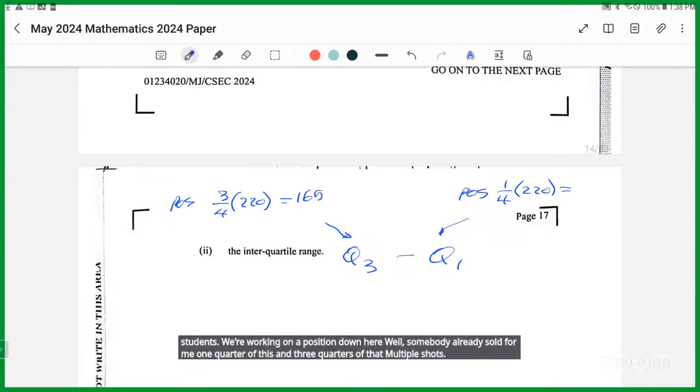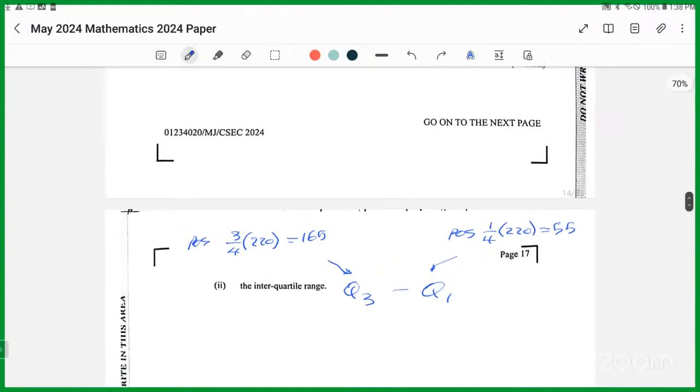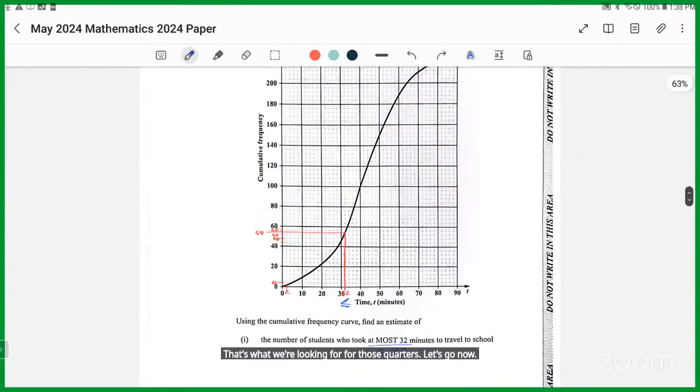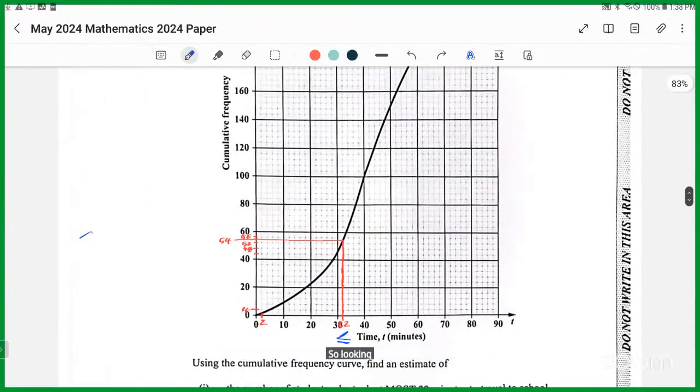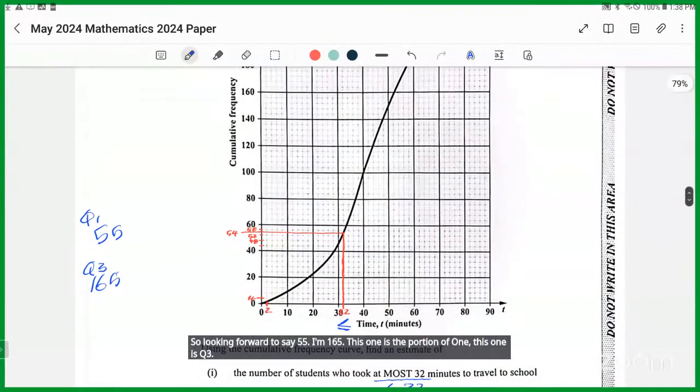165, that's 156 students. And over here, that's a position. Over here is what? 55. All right. So looking for this 165 student. That's what we're looking for, those quarters. So looking for what we said, 55 and 165. This one is the position of Q1. This one is Q3. All right. Let's do Q1 first. 55.